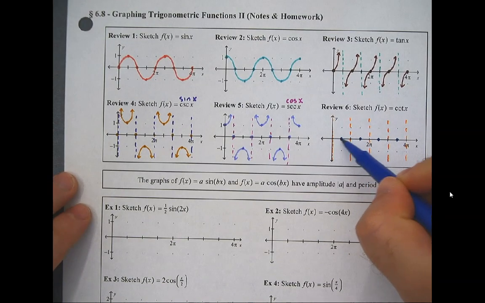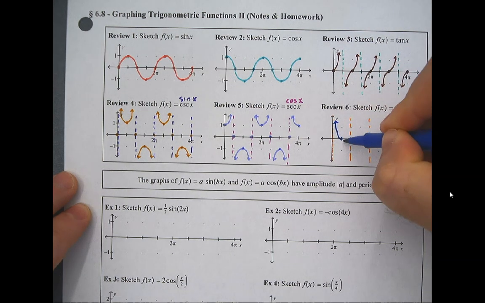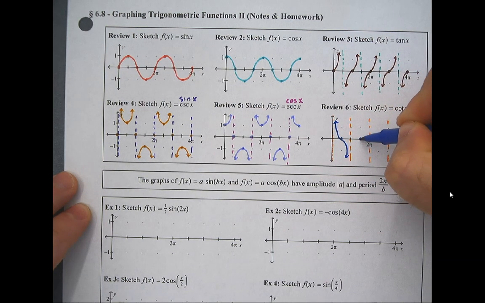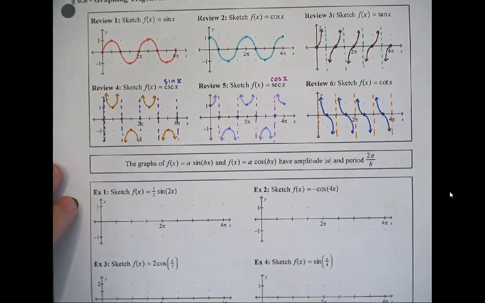Quadrant 1 corresponds to this part of the graph between 0 and 90. That needs to be positive, so it's kind of weird. You draw backwards, up, forward, down. Okay, so now we've sketched all 6 parent functions for the trig functions.